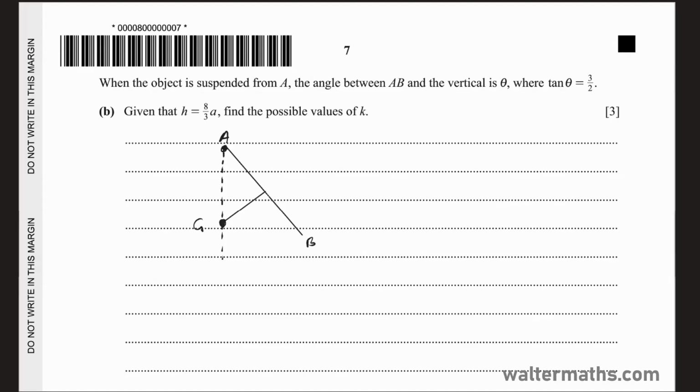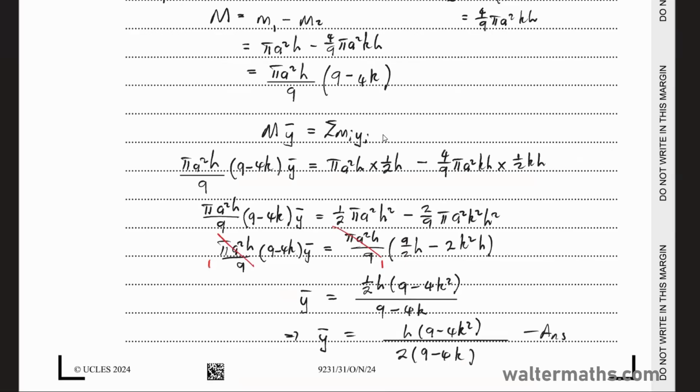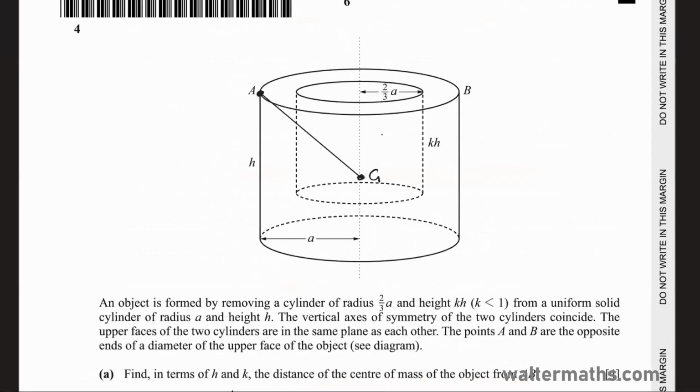Now, this is perpendicular, so we have a right angle here, and halfway through AB is the radius, which we said was A. This is angle theta. And the distance from AB to G is y bar. So this is actually what we have. If we're going to make use of the diagram, what we're saying here is A is here, the center of mass of the object is down here.